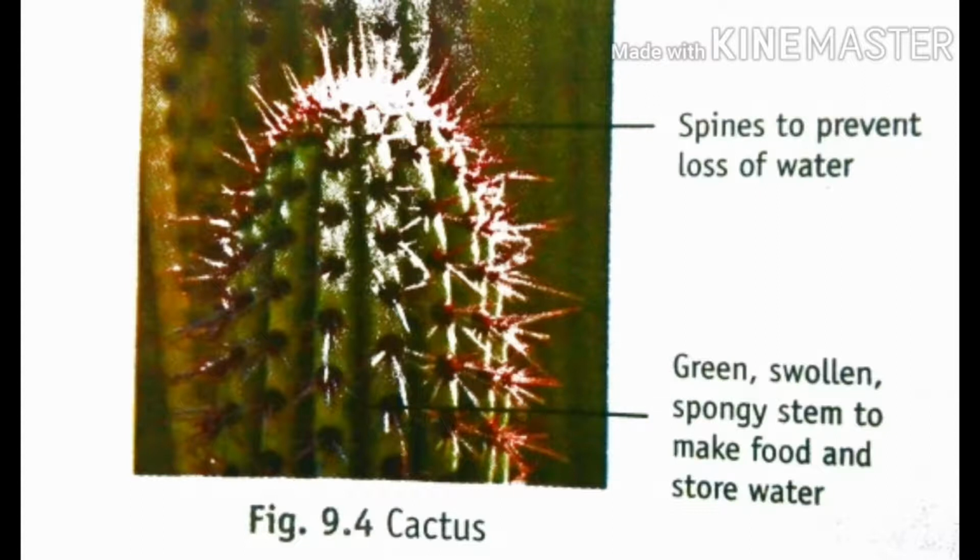Next one, leaves. The leaves are modified into spines. This prevents transpiration in the plant. These spines also protect the plants from animals that feed on them.